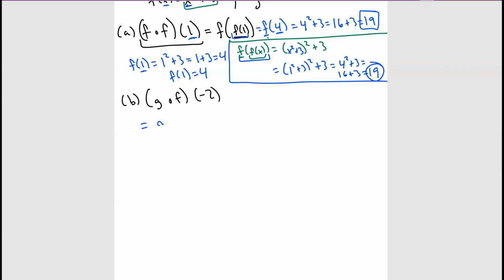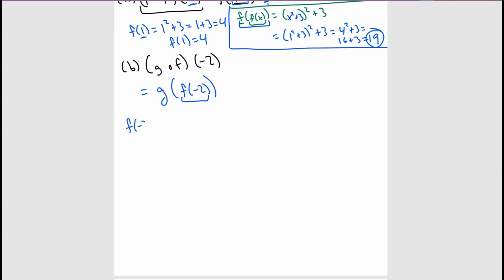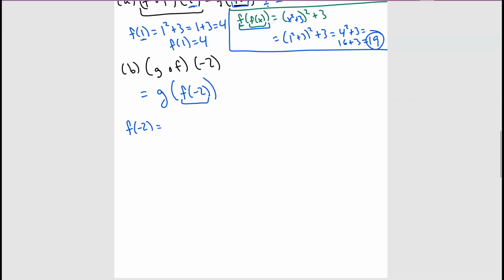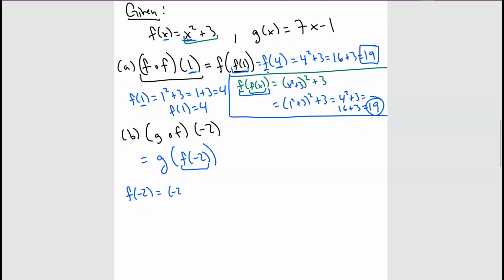This is going to be g of f of negative 2. Okay, so maybe it might be easier to just find what that is. So let's see. So we're going to have f of negative 2. I'm going to first plug it into f, which is this thing. So this is going to be negative 2, don't forget these parentheses, squared plus 3. This is going to give me 4 plus 3, which gives me 7. Which means that f of negative 2 is equal to 7.